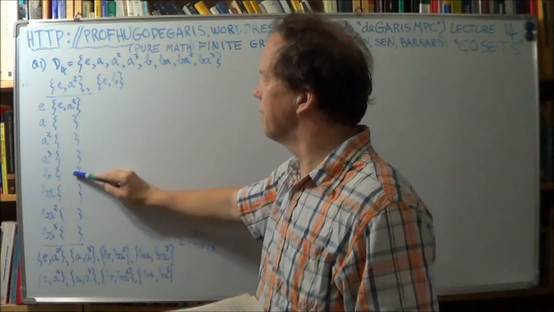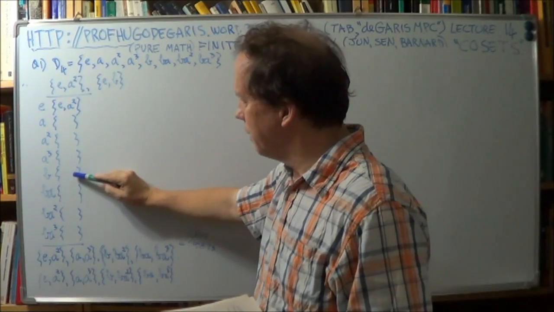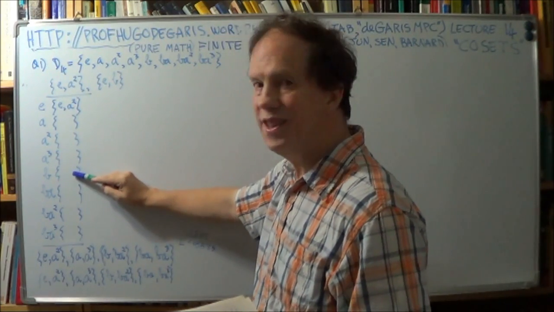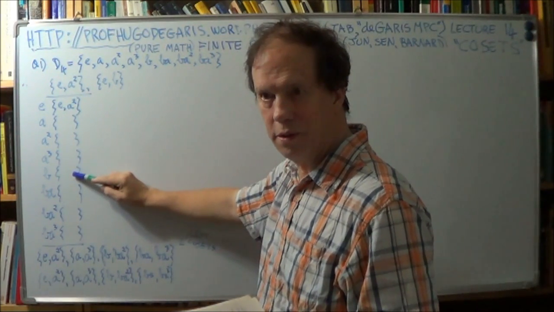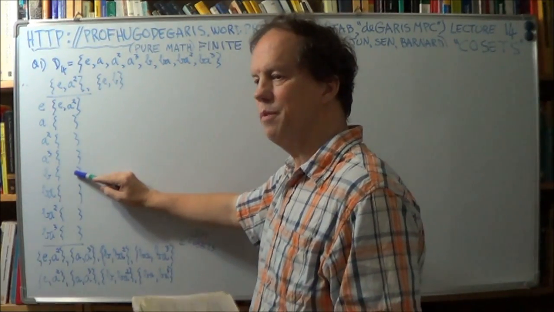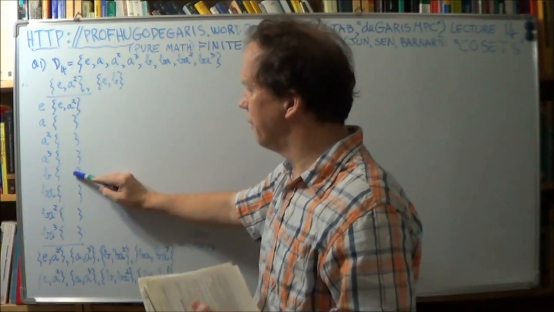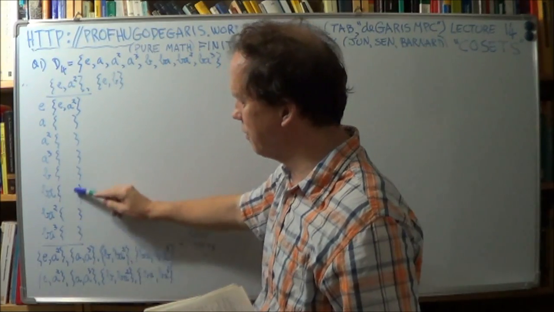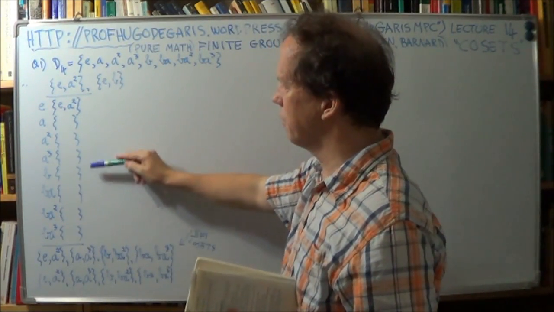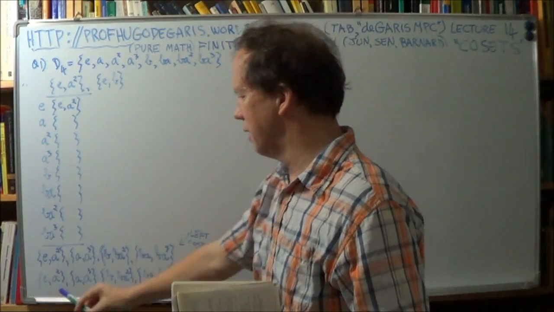So you're going to need the group table to calculate what A squared B is, and you'll find it in the form of B times A to some power, whatever. And similar story for the rest of these. Now, okay, so you find all the different right cosets, and you get this list here.